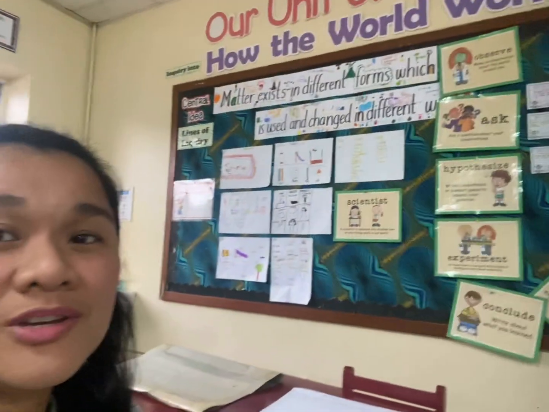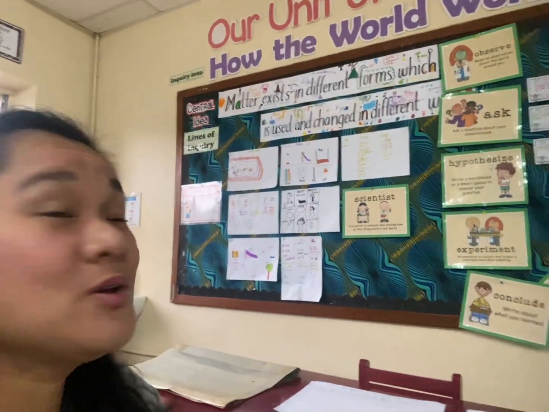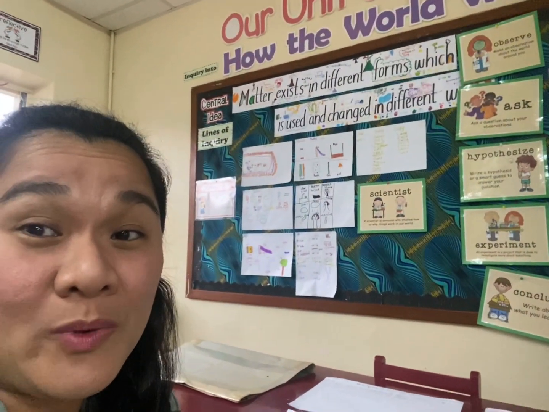Now, that one was, for me, about assessing the skills they are knowledgeable about before they can even apply their learning. And then the one for knowledge about our unit of inquiry, which is about matter. Okay, sorry, I'm moving around so much. So it's about matter existing in different forms, which can be used and changed in different ways.